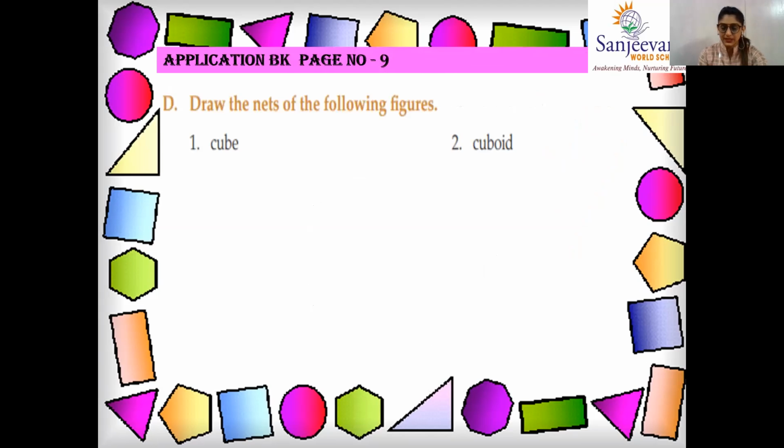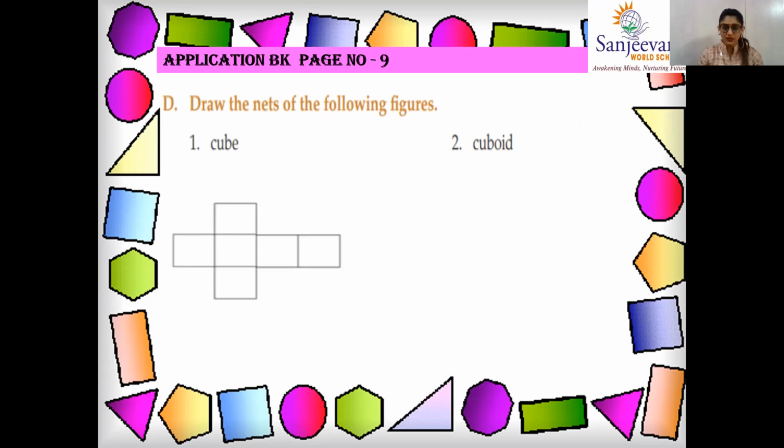let's go to question number D. Draw the nets of the following figures. We have to draw the nets. What is nets? All the 3D models, cube and cuboid, they are 3D models. You need a base, a 2D base to build up these 3D models. So how will that base look for cube and cuboid? That is called nets.